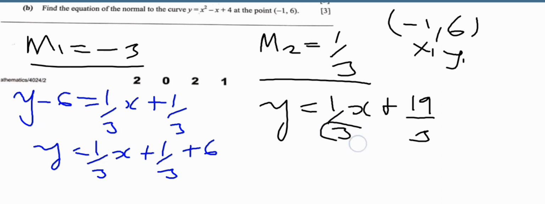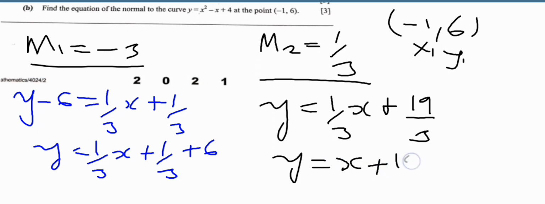So now since here we are having same denominators, so we can just write this one as y is equal to x. So you're not supposed to write 1x here, no, just write x plus 19 divided by what? 3. So this one is the equation of the normal to the curve. So that is how you find.